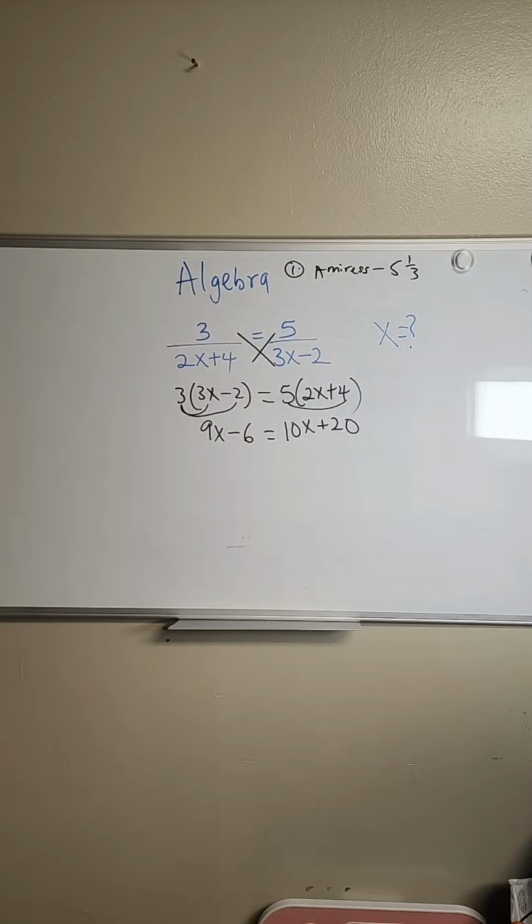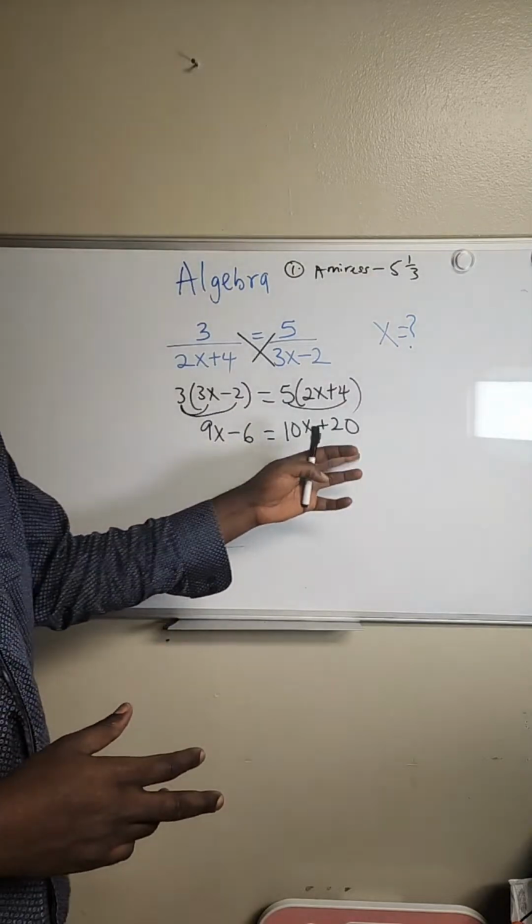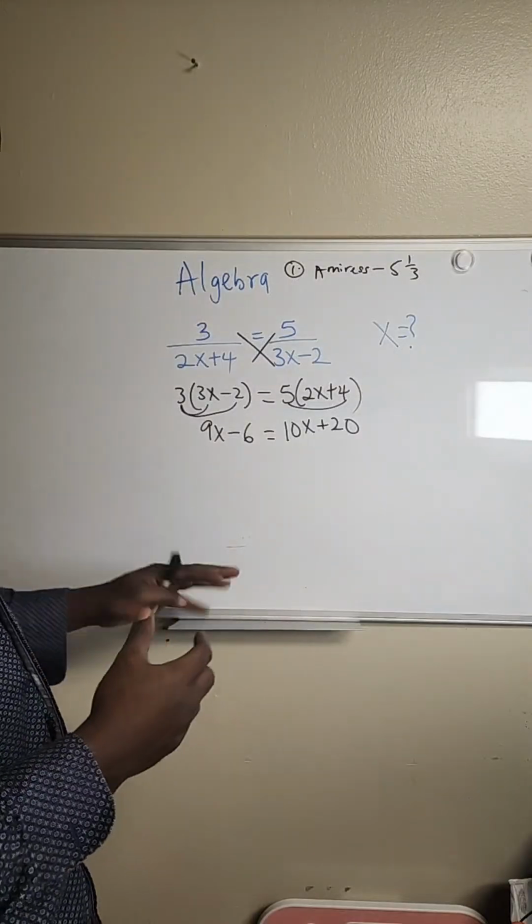Okay? Now, we've gotten this: 9x minus 6 equals 10x plus 20. So what is the next thing to do?